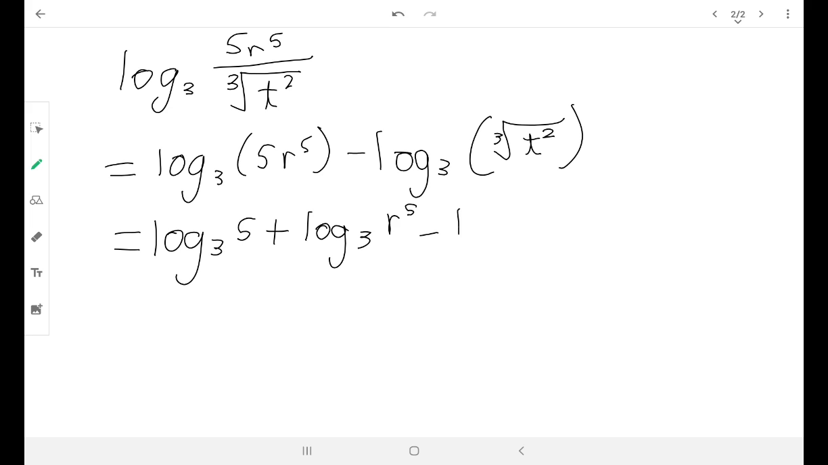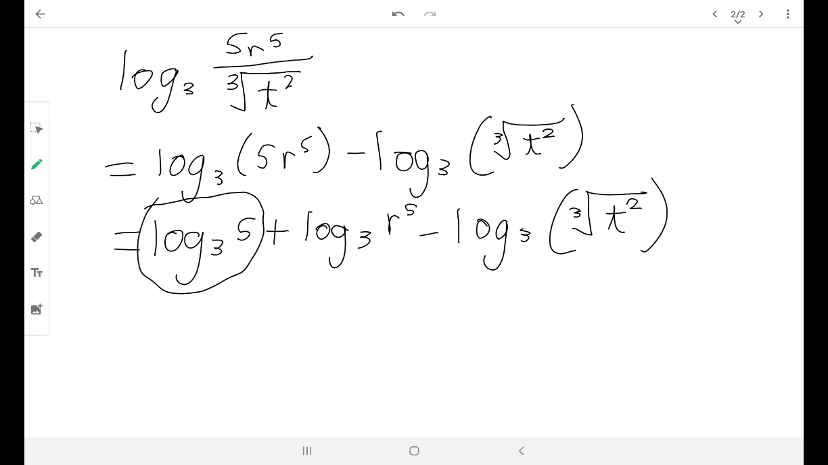And it's still minus log base 3 of the cube root of t squared. And I'll deal with that after I've completely expanded this. So now this part right here, that part can't be expanded anymore. There's nothing else I can do. 5 is a prime number, so that's not anything multiplied by anything else.